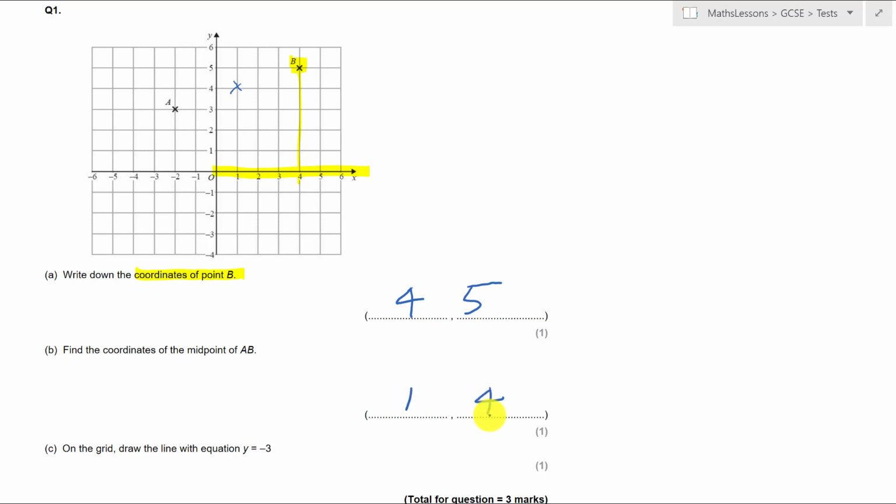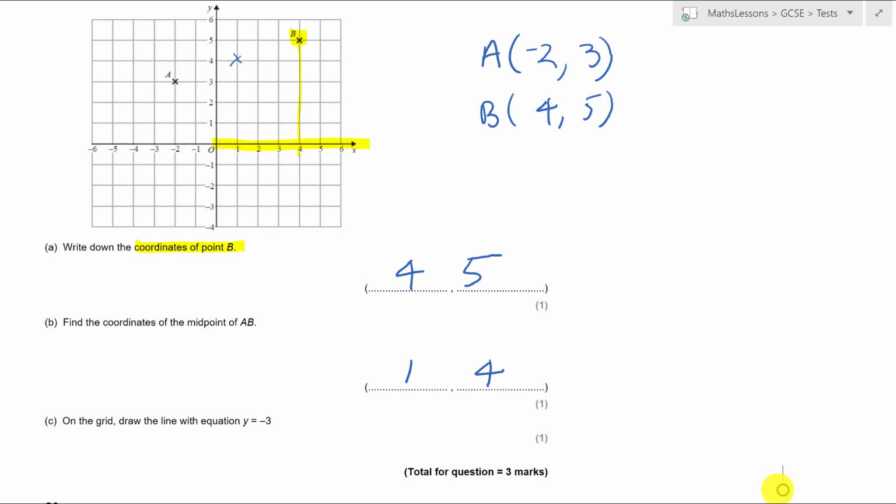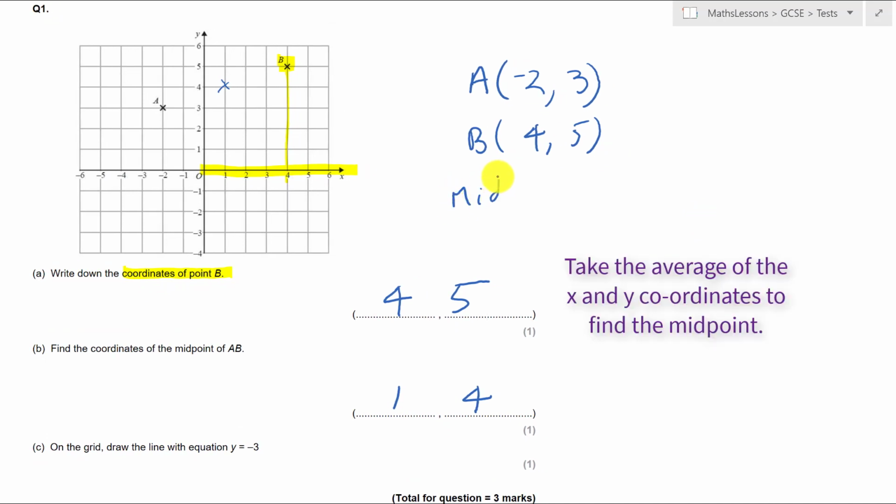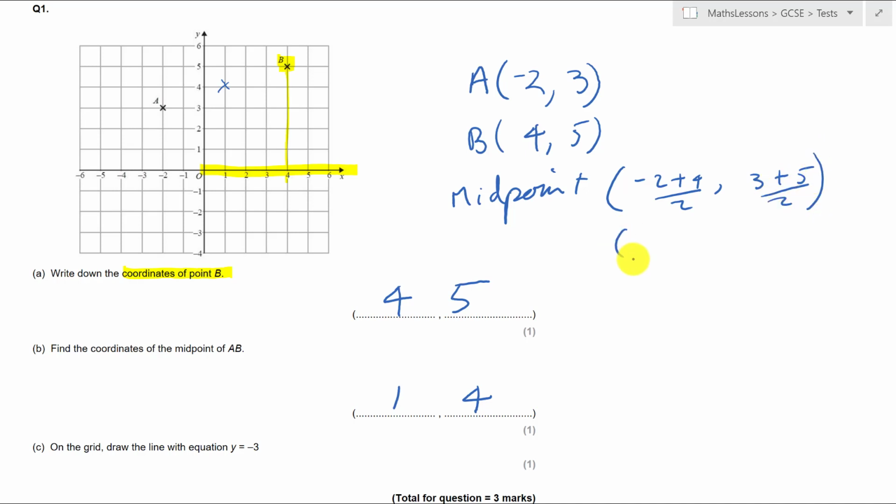If you haven't got the diagram and you just want to do it using the numbers, well, we know that A is at the point -2, 3, and B is at the point 4, 5. And if we just take the average of the x coordinates and the y coordinates, we can find out where it is. So the midpoint: -2 plus 4 divided by 2, and 3 plus 5 divided by 2, and that also gives us the point 1, 4.